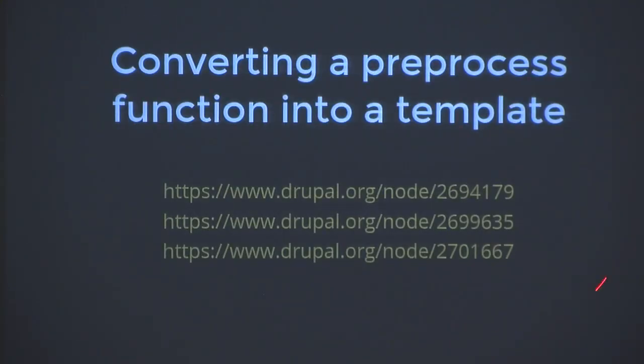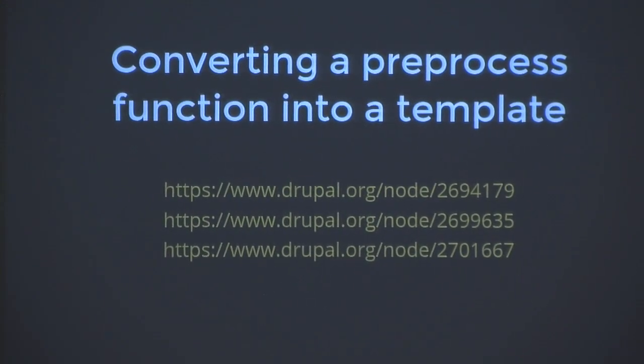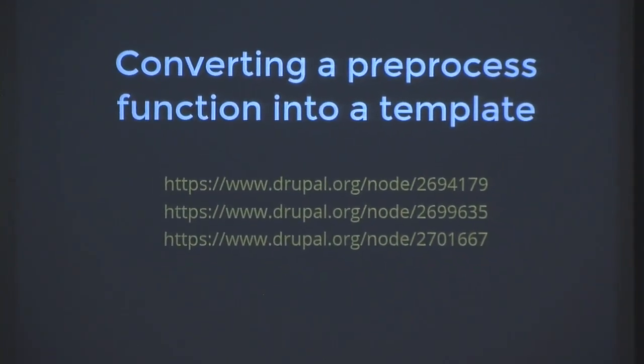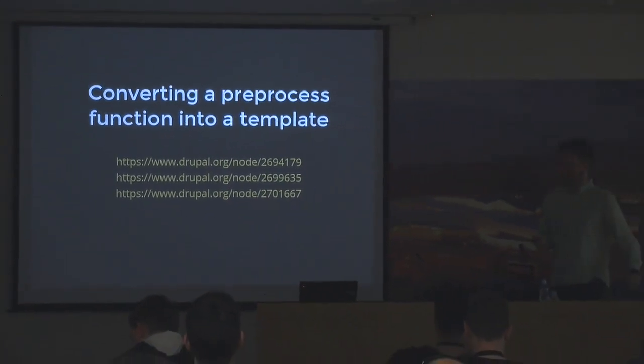There are three good examples in Drupal core about converting preprocess functions into Twig. And if you have lots of preprocess functions in your client project or whatever project you are working on, in a custom module, you could take a look at these issues and see how Drupal core has been converting preprocess functions into templates. And this is just to prove that basically anything that is in a preprocess function is easy to convert into Twig. And there shouldn't be any reason to have preprocess functions anymore.